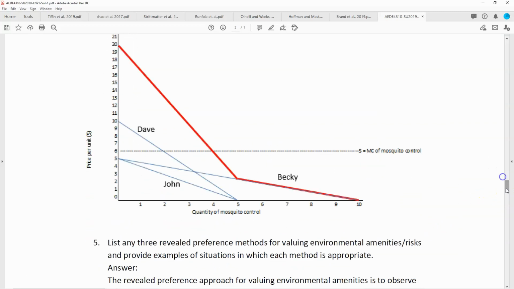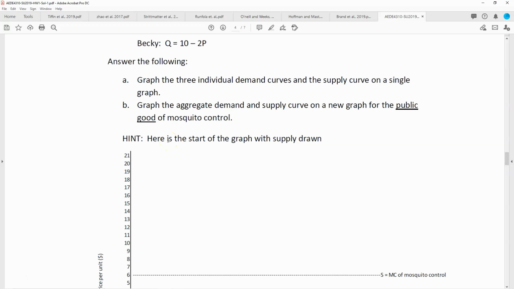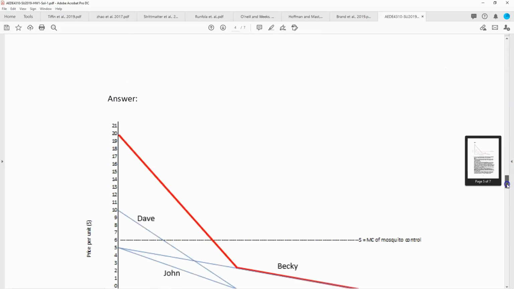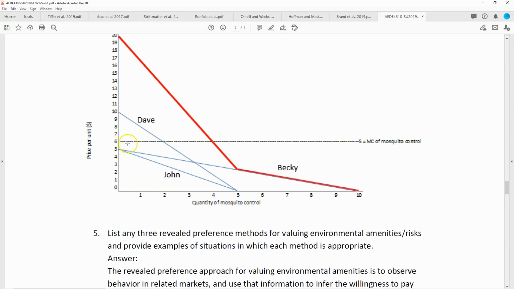And for question B, we need to plot the aggregate demand curve for the candles and the supply curve for the candles. So the supply curve would still be this horizontal line, which is equal to the price 6, and this dashed line is still our supply curve, and the aggregate demand curve would be the vertical sum of everyone's independent demand curve. So when the quantity of the mosquito control is equal to 0, then John's demand and Becky's demand would be 5, right? And Dave's demand is 10.